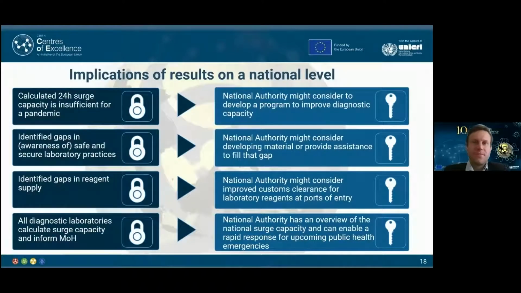Apologies. So the implications of results on the national level. If the surge capacity might be insufficient for a pandemic, the national authority might consider developing a program to improve diagnostic capacity. And this can be a national program.